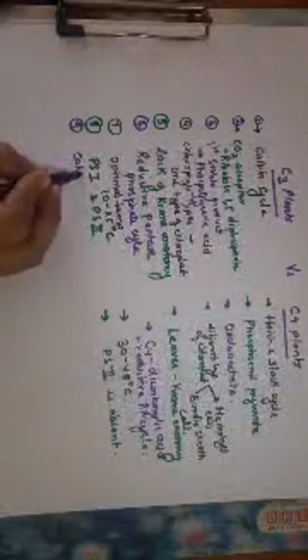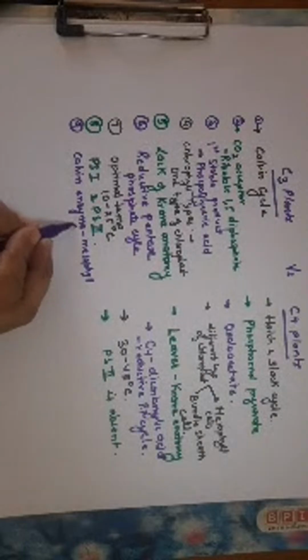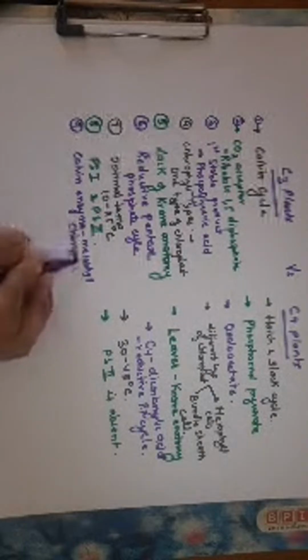The ninth difference between the C3 plants and the C4 plant is that the Calvin cycle enzymes are present in the mesophyll chloroplast in C3 plants, whereas in case of C4 plant, they are absent in the mesophyll chloroplast, and this cycle occurs in the chloroplast of the sheath cell. So the Calvin cycle is taking place in the sheath cell.